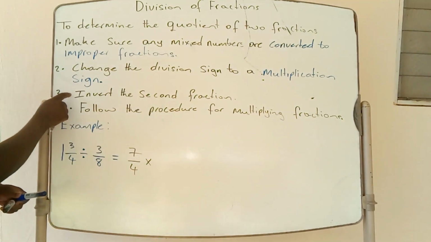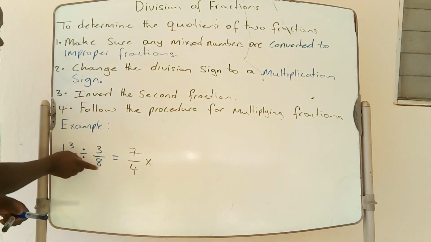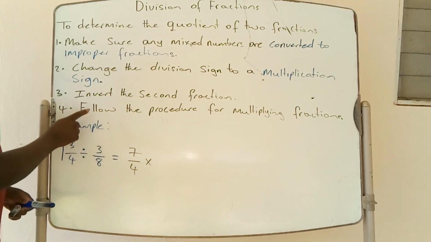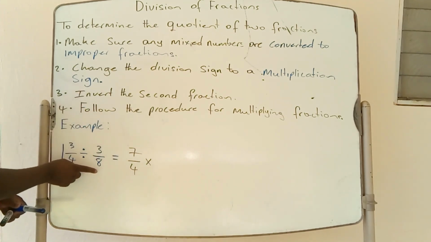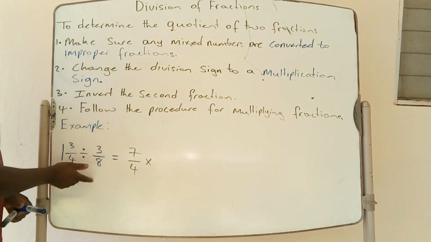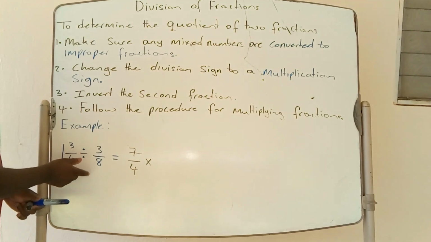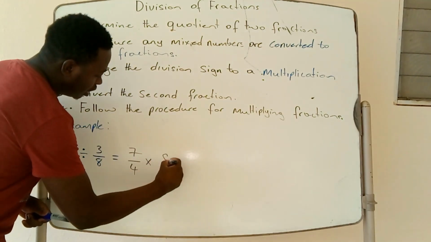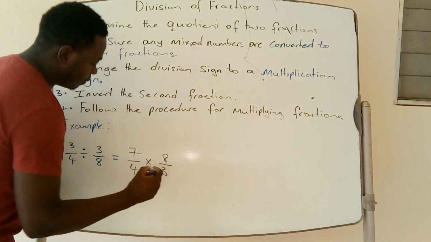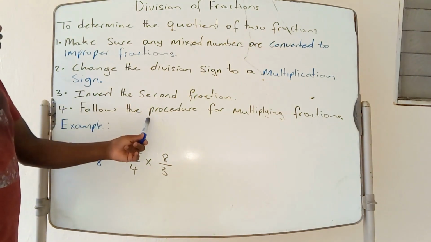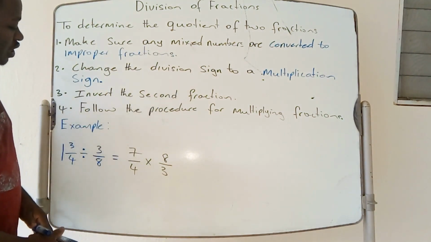We must also invert the second fraction. And invert here means to make the denominator the numerator and the numerator the denominator. In other words, we reciprocate. So we're going to put 8 over 3. What we need to do from here is to follow the procedure for multiplying fractions.